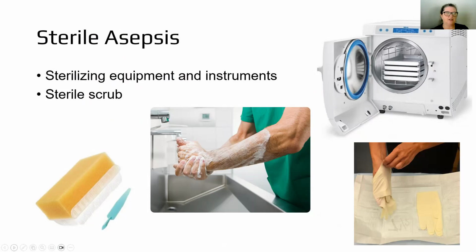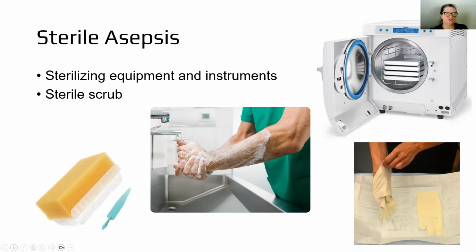This is sterilizing all the equipment and instruments, usually done in an autoclave that sterilizes by steam. 250 plus degree Fahrenheit steam kills pretty much everything. And that can be instruments, sometimes supplies. I know when we would run out of sterile gauze, we would just package some gauze and throw it in the autoclave and suddenly it was sterile.